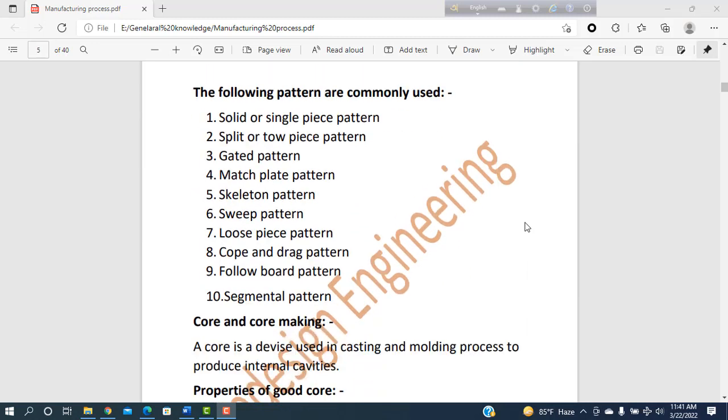The following patterns are commonly used: solid or single piece pattern, split or two piece pattern, gated pattern, match plate pattern, skeleton pattern, sweep pattern, loose piece pattern, cope and drag pattern, hollow board pattern, segmental pattern.